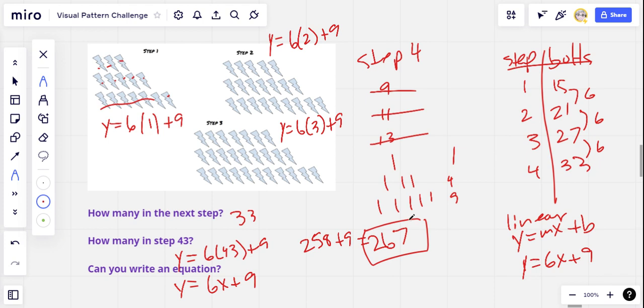Is that what you got? Well, how did that go? Did you get 33 for the next step? Were you confused at all that this might be quadratic like I was, or did you see it was linear right off the bat? I'd like to know.